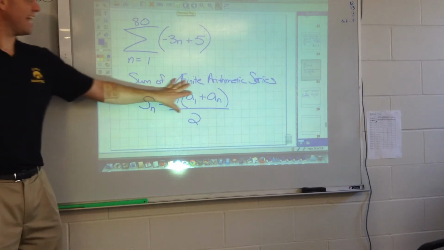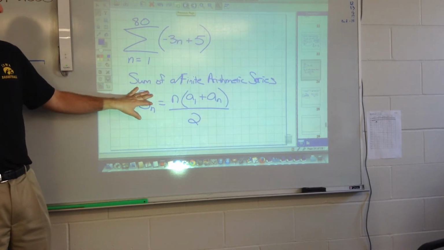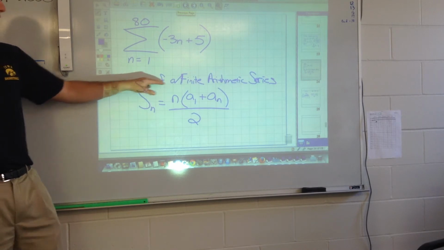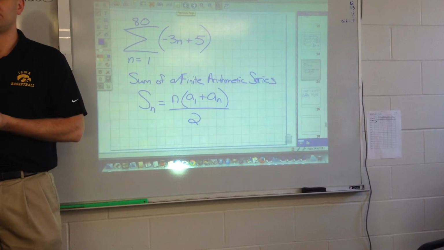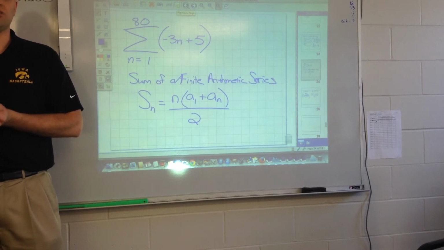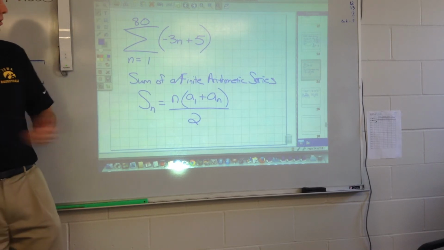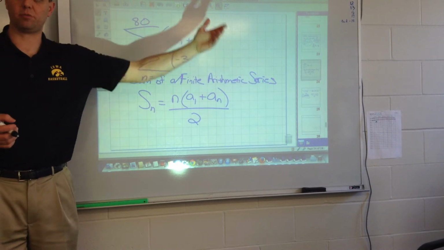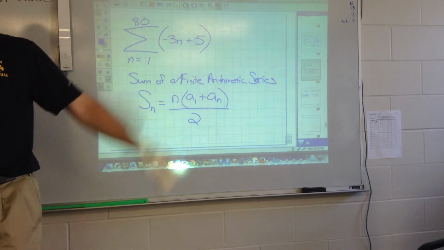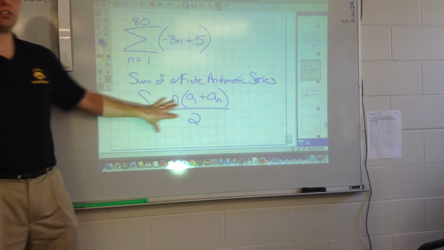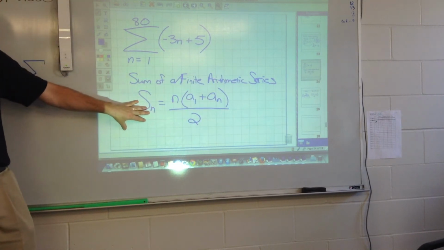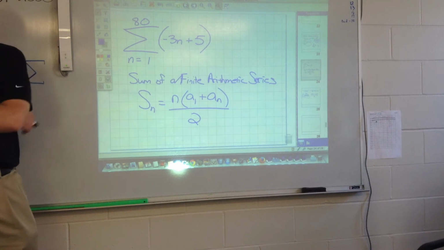So if you want to add together the numbers in a finite arithmetic series, finite means it eventually does what? Ends, stops, okay? Which this one does. I mean, it takes 80 numbers before it stops, but eventually stops. If you want to add together the numbers in a finite arithmetic series, here's the rule that you can use to help you without actually adding all 80 numbers together.